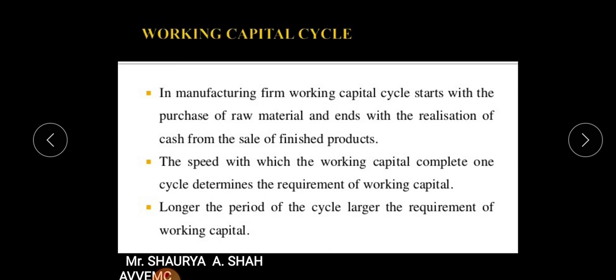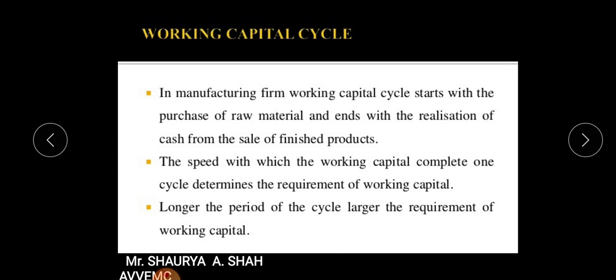So again, the length of the working capital cycle, how much time it takes to convert raw material until the finished product and cash, is known as the working capital cycle, right? The speed with which working capital completes one cycle determines the requirement of working capital. If I say the entire cycle takes 10 days to complete, I require much more capital because I have blocked my money on the very first day. After 10 days I will receive that money back. So for the continuous period of 10 days I require more and more capital, right?